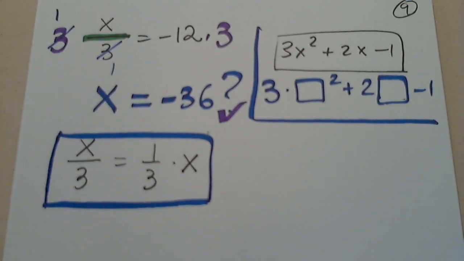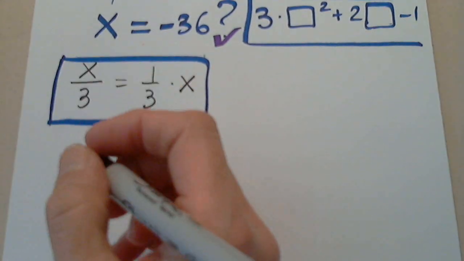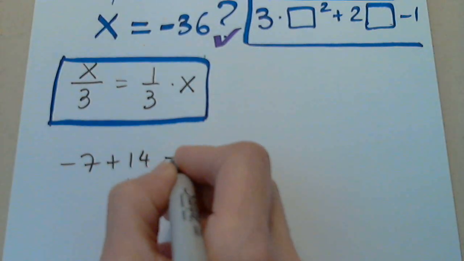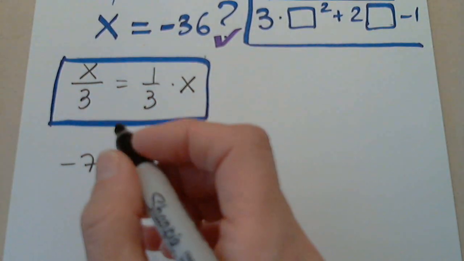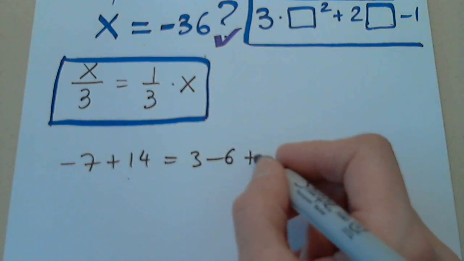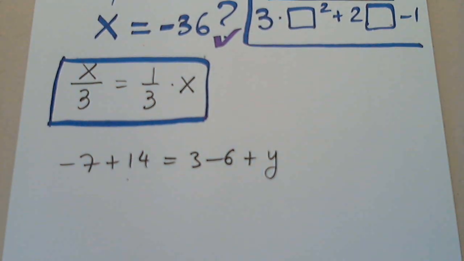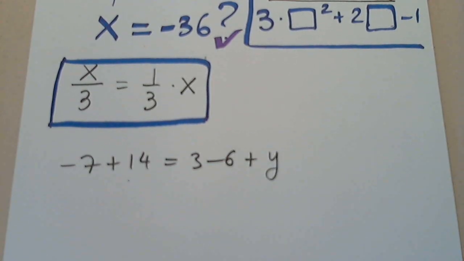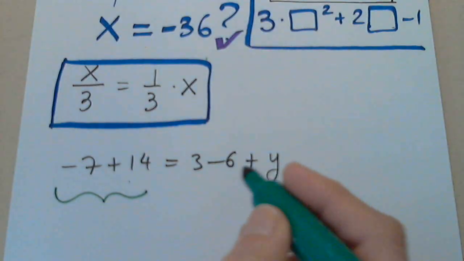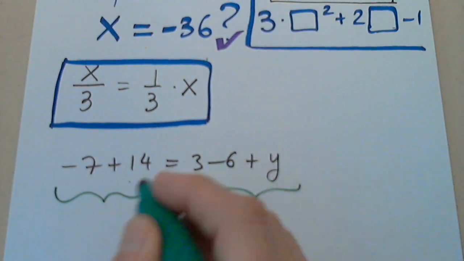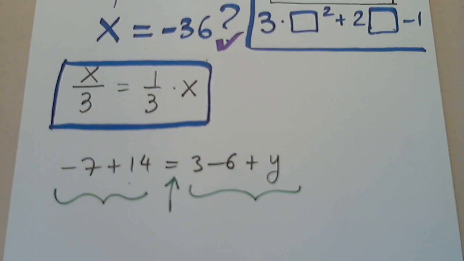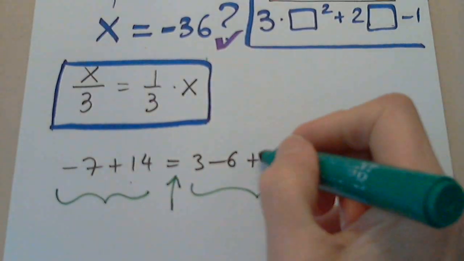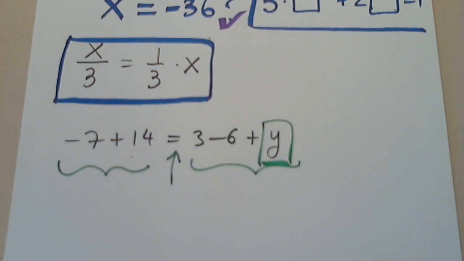Okay, I want us to work on 2 problems. Let's work on the first. Negative 7 plus 14 equals 3 minus 6 plus y. Is this an equation? Yes. How do I know? Because I see a left-hand side, I see a right-hand side, and I see one equal symbol. This is an equation. Does it have a variable? Yes. The variable is y in this case. So they're really asking us to solve for y.